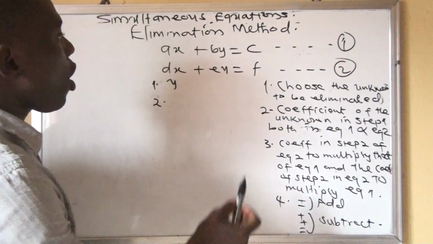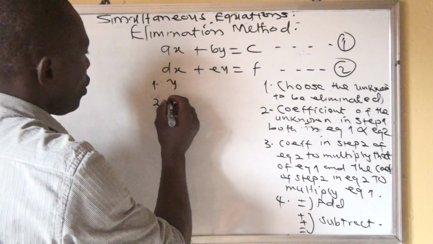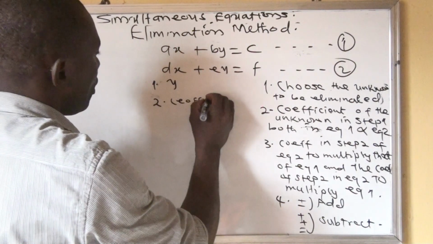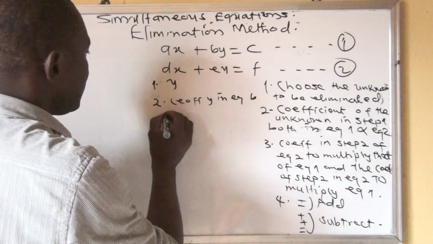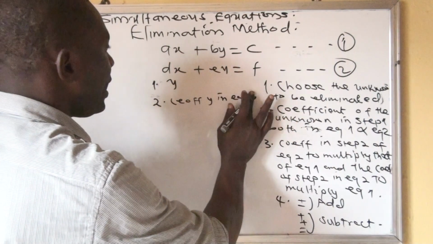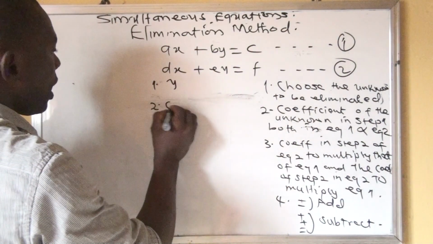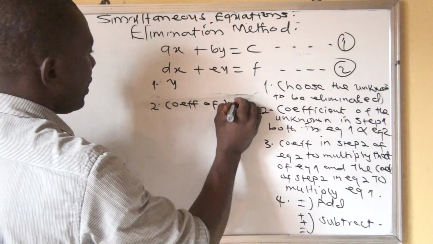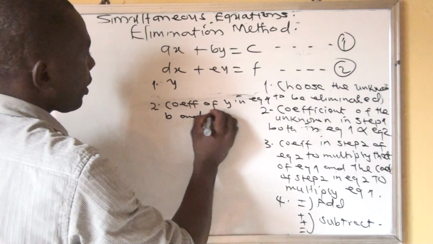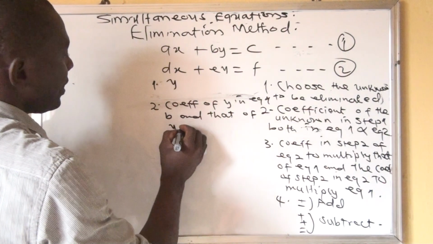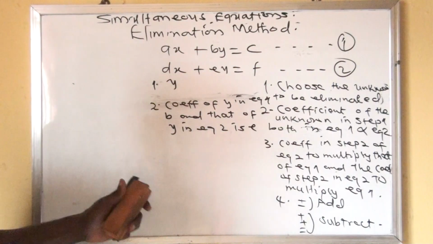The next step is that we will come to this Y. That is our step two. We look at the coefficient of Y in equation one. The coefficient of Y in equation one is B, and that of Y in equation two is E. So that's the first thing you have to look at.